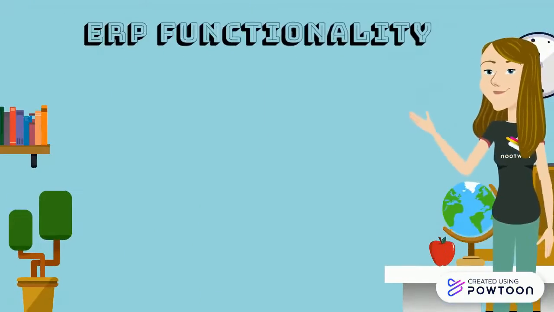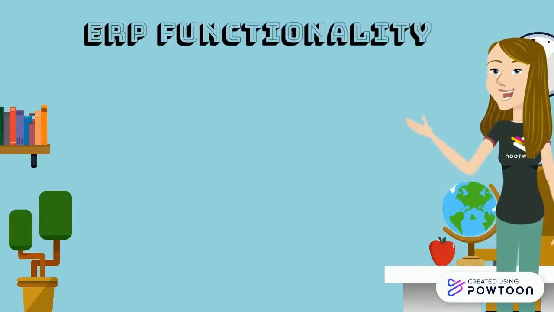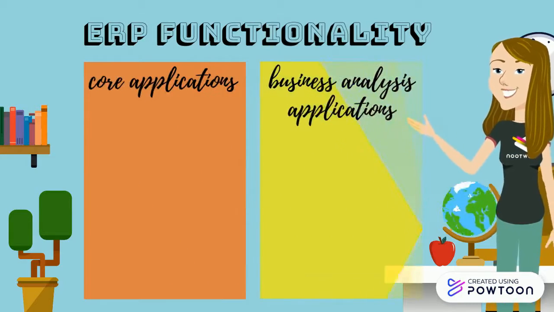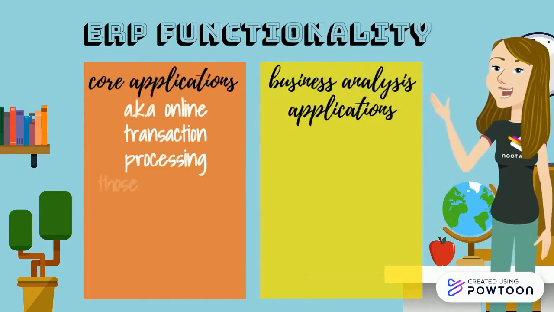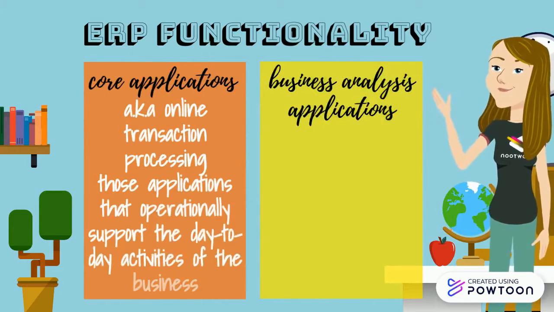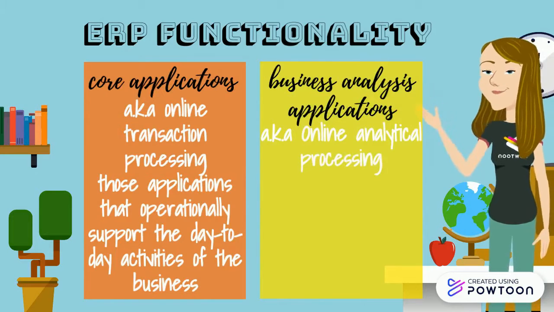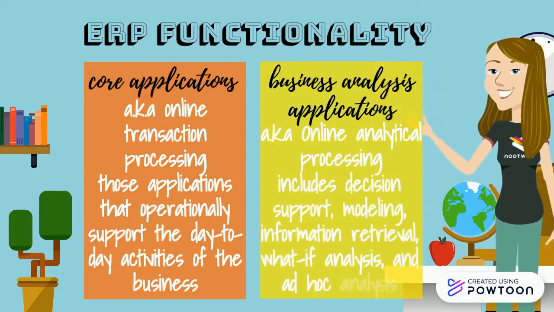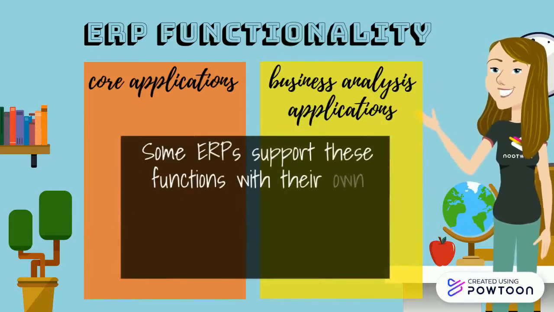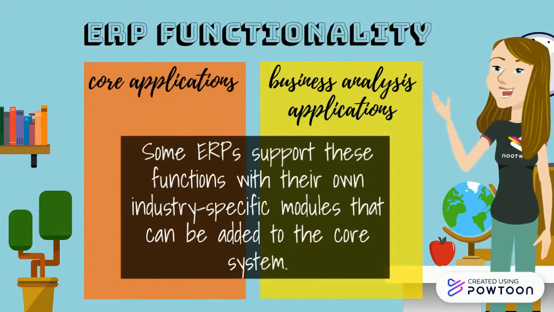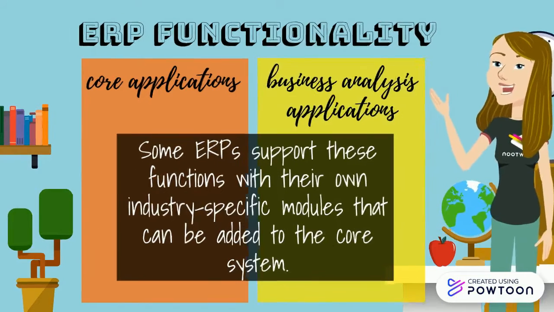ERP functionality falls into two general groups of application: core application and business analysis application. Core applications, or online transaction processing, are those applications that operationally support the day-to-day activities of the business, while online analytical processing includes decision support, modeling, information retrieval, what-if analysis, and ad hoc queries. Some ERPs support these functions with their own industry-specific modules that can be added to the core systems.